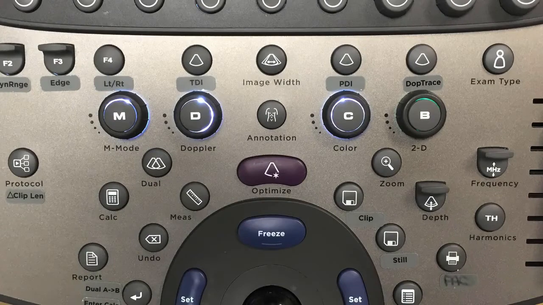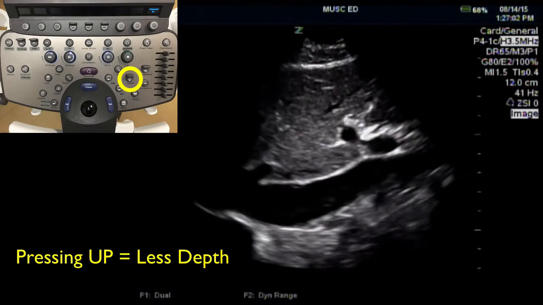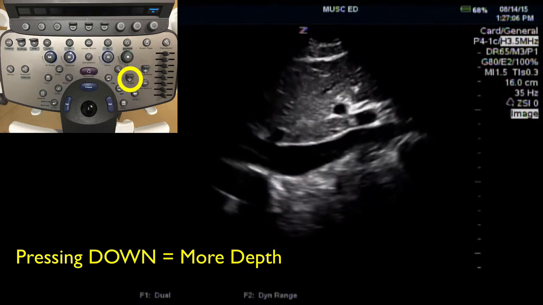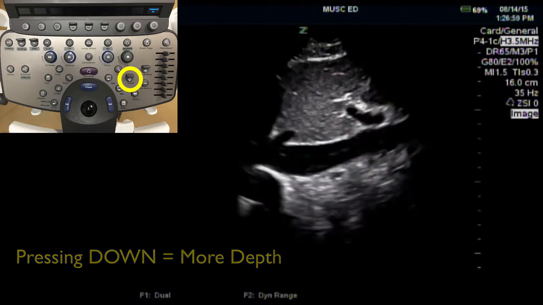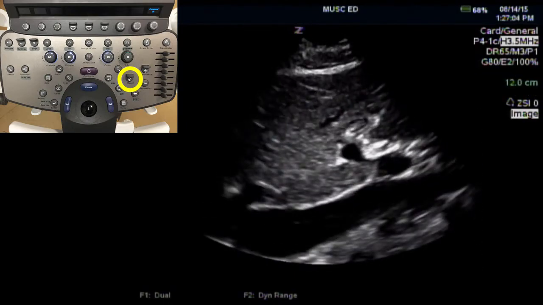Depth is an important consideration for any scan. You adjust this by pressing on the depth button on the console. Pressing up on the depth button decreases the depth, making the image more shallow. Pressing down on the depth button increases the depth, making the image deeper. The goal is to avoid having unused imaging space in the far field, so use your depth.